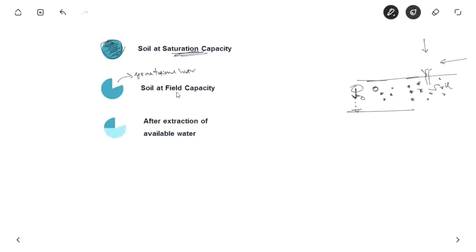Field capacity is nothing but the water content which is retained by the soil against the force of gravity. After the gravitational water has escaped, this water content ratio is known as the field capacity. And what is the water left? There are basically two types of water: one is capillary water and the other is hygroscopic water.